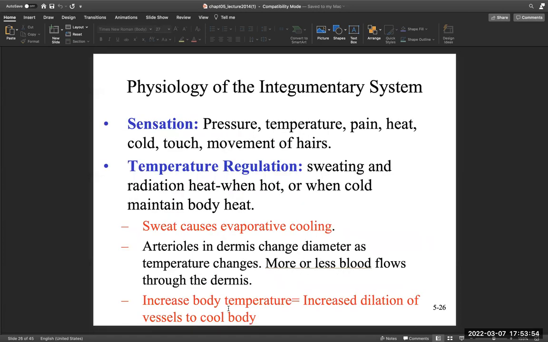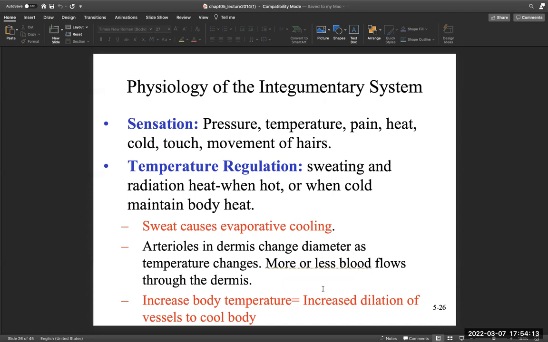Sensation, and we'll talk more about this in chapters 13 and 14. Pressure, temperature, pain, tickle, itch, heat, cold, those are all sensations that are going to be monitored by the integumentary system. And we'll talk about each one separately in the coming chapters.